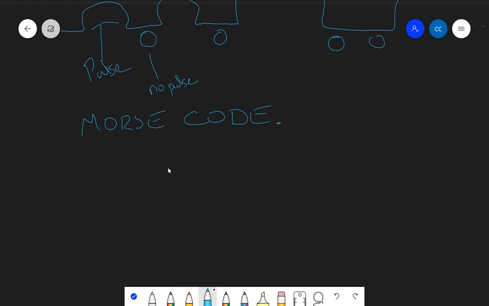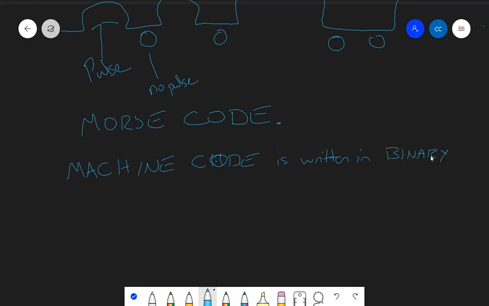But it basically all boils down to this thing called machine code, because your computer is a machine. So machine code is written in binary.